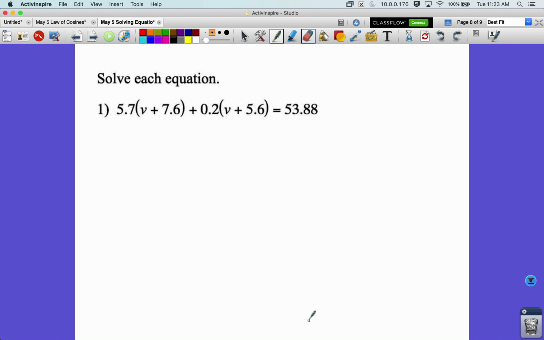All right. This is actually going to be our last problem. We're going to solve this equation. It's got decimals, it's got distribution, and then we're going to check our answers. So, 6 steps to solving. We see, do I have any like terms? Well, not quite.